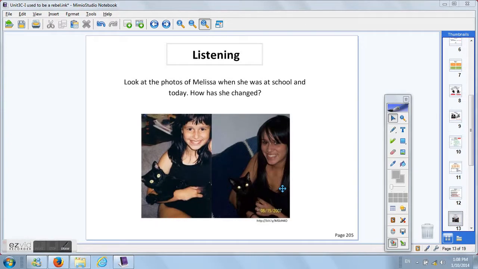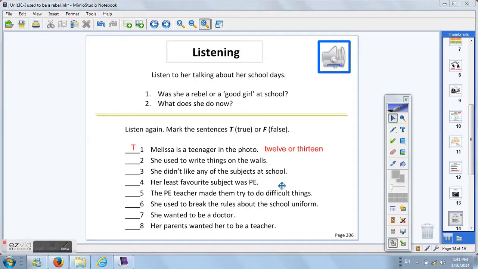Look at the photos of Melissa when she was at school and today. How has she changed? Pause the tape and write your answer. Listen to Melissa talking about her school days. Was she a rebel or a good girl at school? What does she do now?